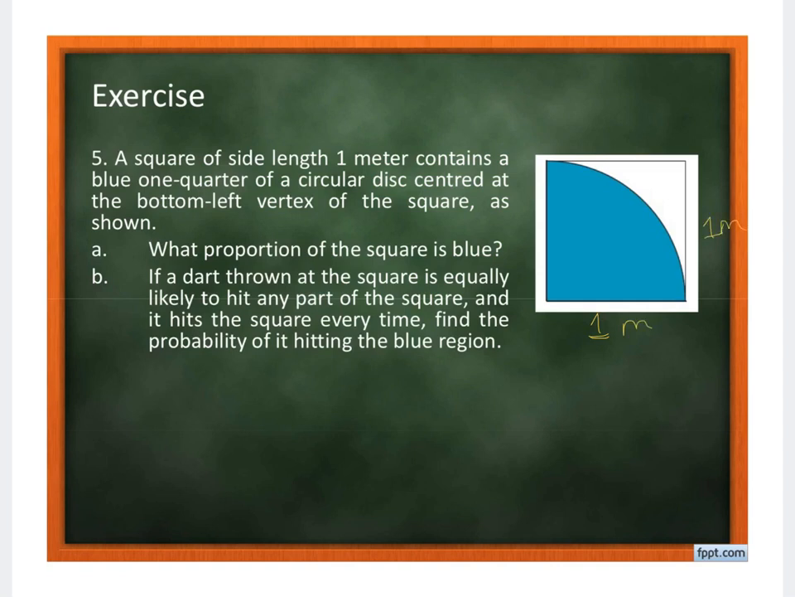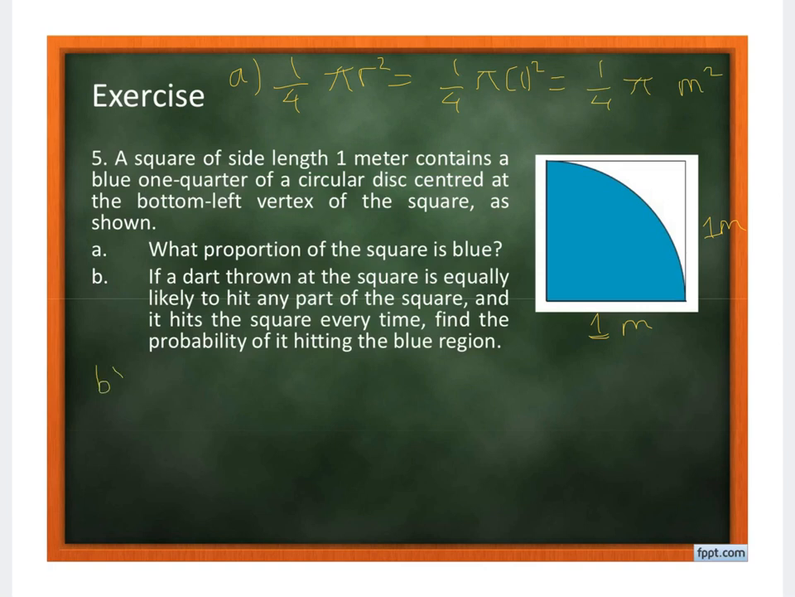The area of the blue region is 1/4 of the circle. So pi times r squared, where r is 1 meter. So 1/4 times pi times 1 squared. So the area of the blue region is 1/4 pi meter squared.